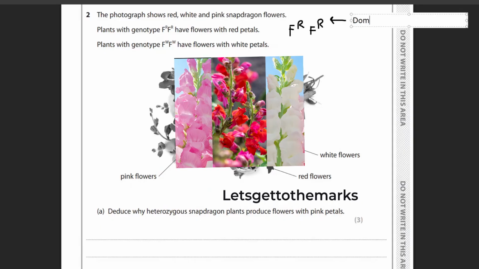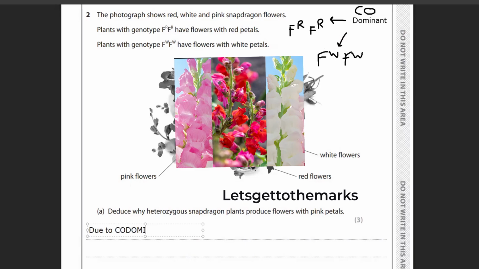So, of course, you can see that we have FR. We're using capital letters, not lowercase, that means it's dominant. Don't worry about my spelling, which isn't very dominant. It's very recessive spelling. Then we look at the FW, and this is for the white flowers. Again, it's a capital letter, so it's also dominant. We call this codominance or incomplete dominance. You can use either term, they're both correct. So we want to say the reason we get pink flowers is because of codominance. Boom, that gets you a mark.